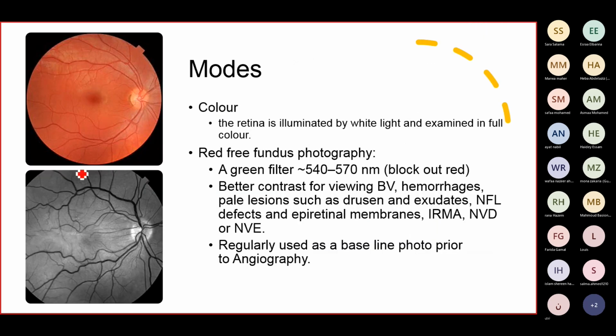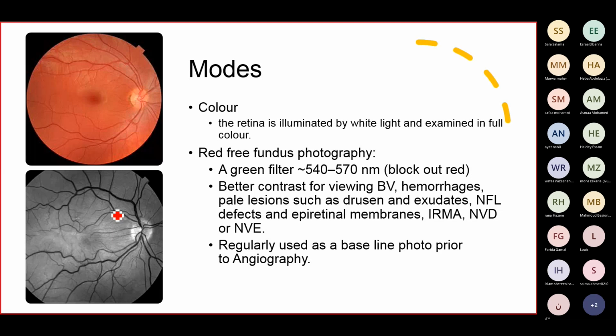We have modes of fundus imaging. We have the color photograph. The retina is illuminated with an ordinary light, and it gives this color photograph. Then we have the red free. The retina is illuminated with a red free light, a blue light, and the reflected image will be captured by the camera. It's good, as we mentioned before, to see the red lesions, neovascularization, hemorrhages, exudates, nerve fiber layer defects, etc. And we do that regularly before injecting the fluorescein dye.